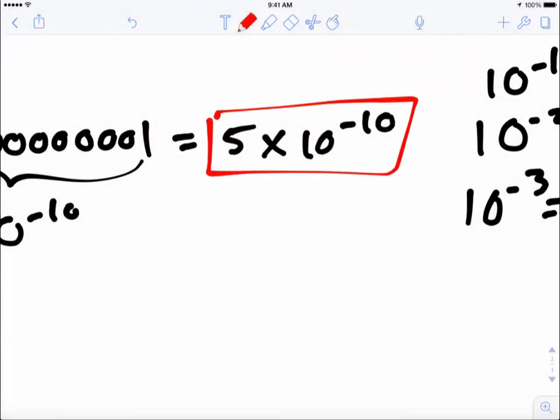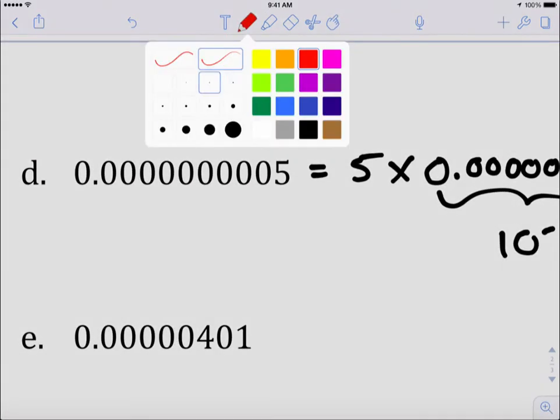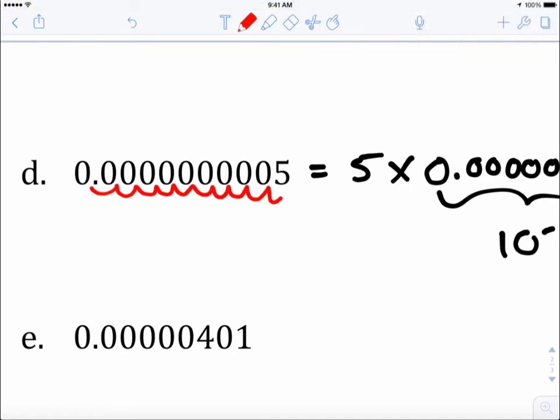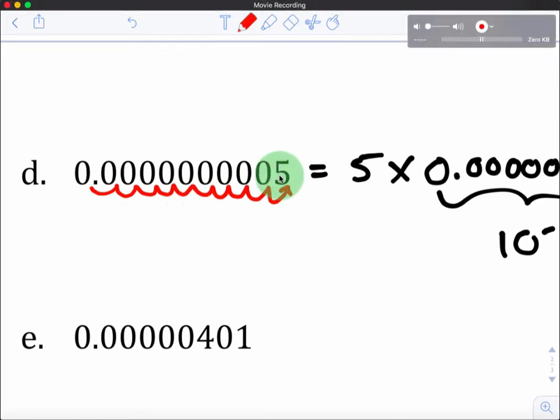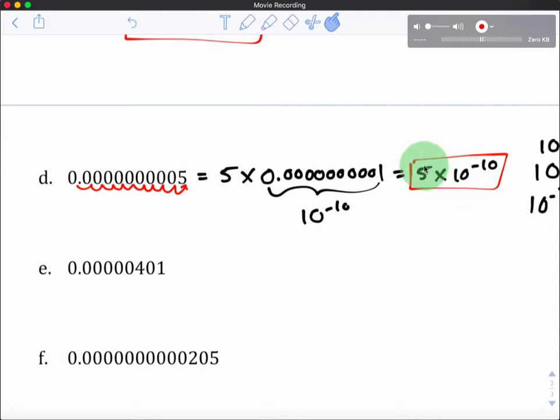And similar to that little trick that we had before, check this out. If we take our decimal place in this case and we move it 1, 2, 3, 4, 5, 6, 7, 8, 9, 10 places to the right in order to make this number now between 1 and 10, right now we've got the number 5. Well, that number of decimal places we move to the right tells you the negative power of 10 we'll have to multiply by. Okay, let's do another one.